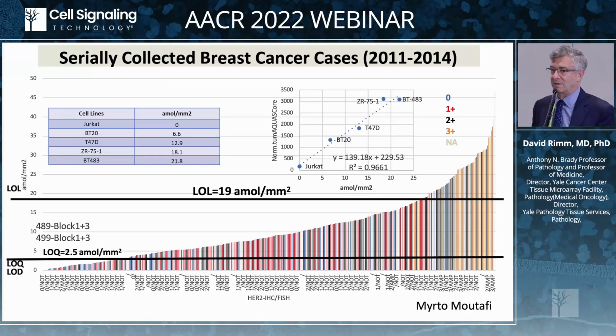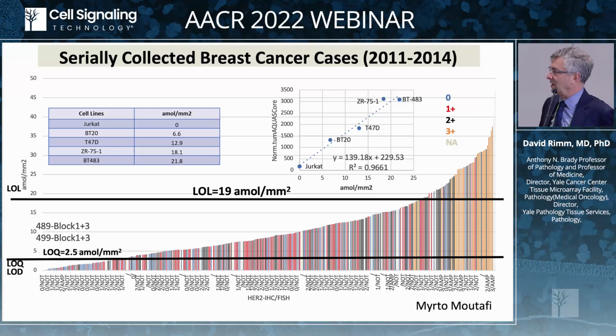This is a quick glimpse of where we're going. We're trying to do a quantitative HER2, in the low HER2 range. This is actually work from Mirto, who's in the audience, to find the limit of detection and the limit of linearity for HER2 in the low range.